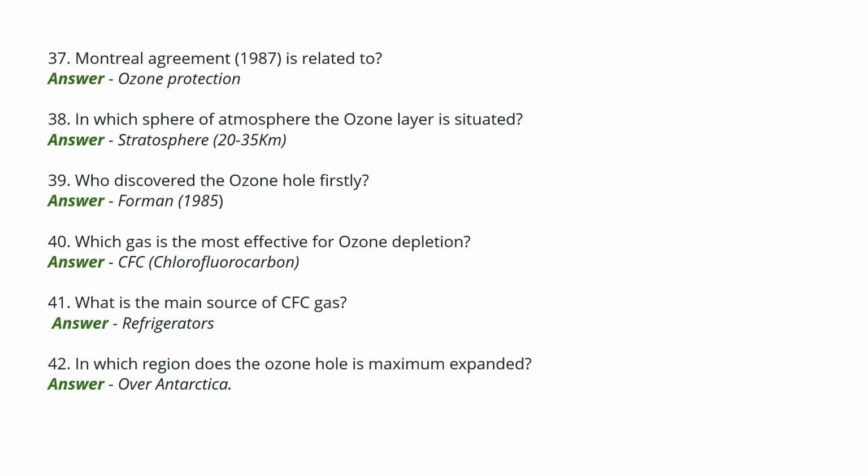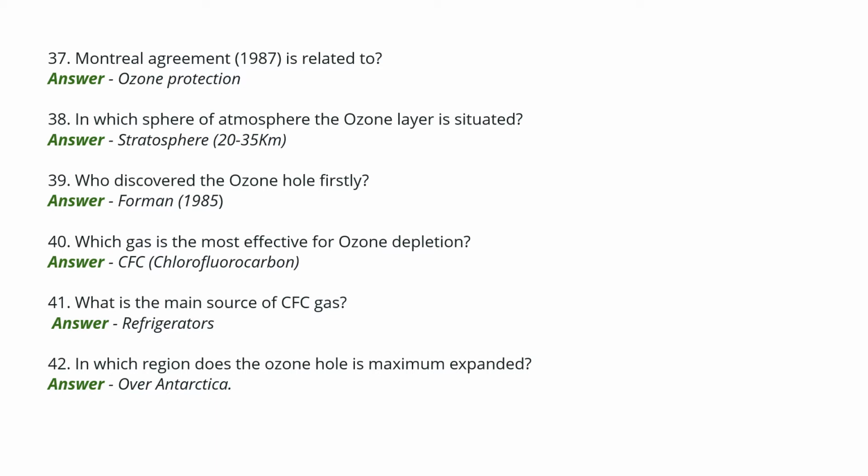The examples are chlorofluorocarbons, CFCs, hydrochlorofluorocarbons, HCFCs, then carbon tetrachloride, methyl chloroform, hydrobromofluorocarbons, halons, etc. But among all these, the chlorofluorocarbons are the main source that cause the ozone depletion.